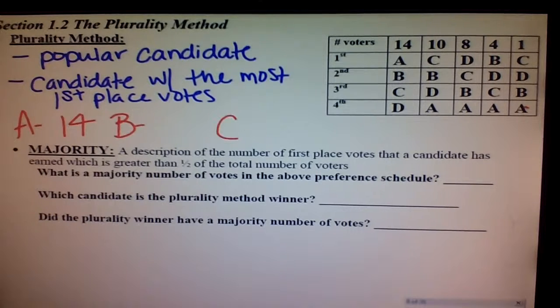How many first place votes does B have? 4. Okay, they come in first in the 4th column and 4 people put them there. What about C? 11. Okay, be careful of your double up. So C's in first in the 2nd column as well as that last column. So they have a total of 11 and D has 8. So yes, A is in first place.